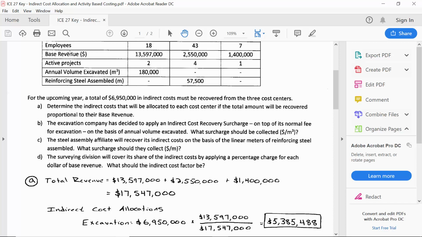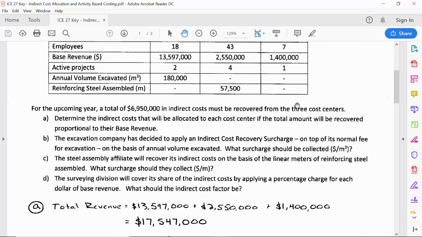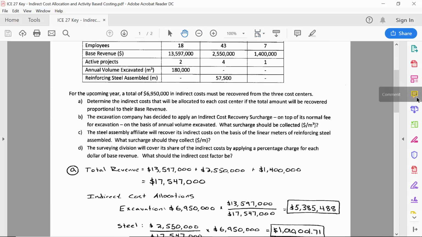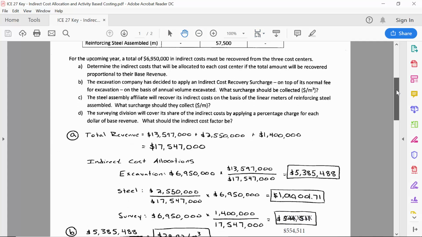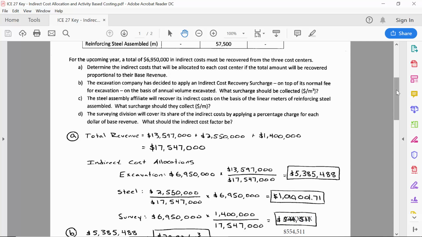Okay, so part A is suggesting that maybe the best way to recover indirect costs is just on the basis of how much revenue they're making. And so that means that if you're thinking of these indirect costs as kind of like a tax that the parent company is levying on the affiliates, then it's suggesting maybe you'd have to take more from the excavation company because it's generating the most base revenue, so therefore it should cover most of the indirect costs. But there are certainly other ways of doing it.